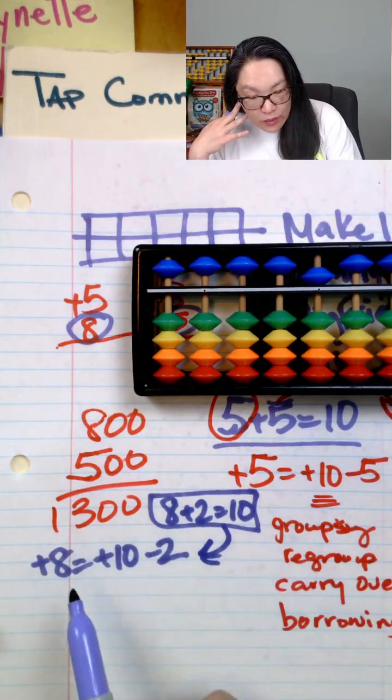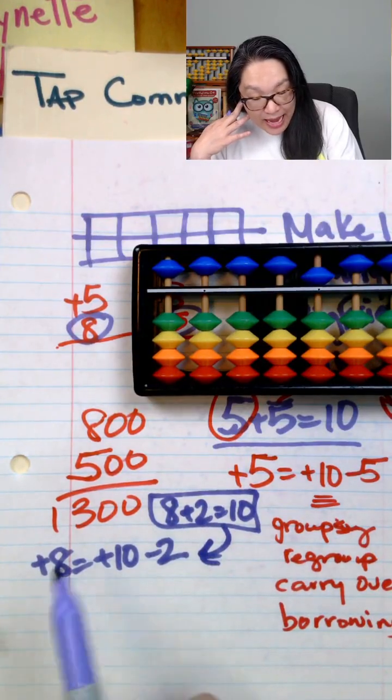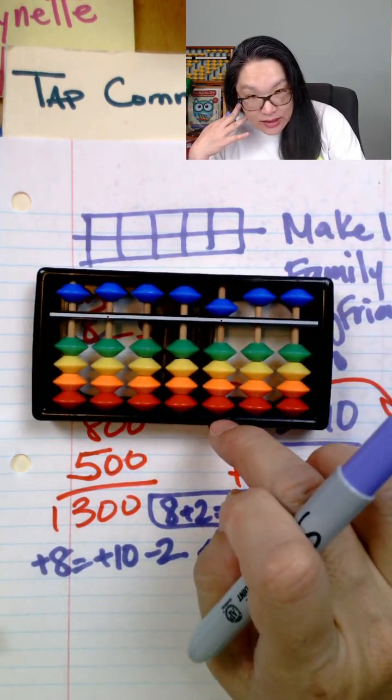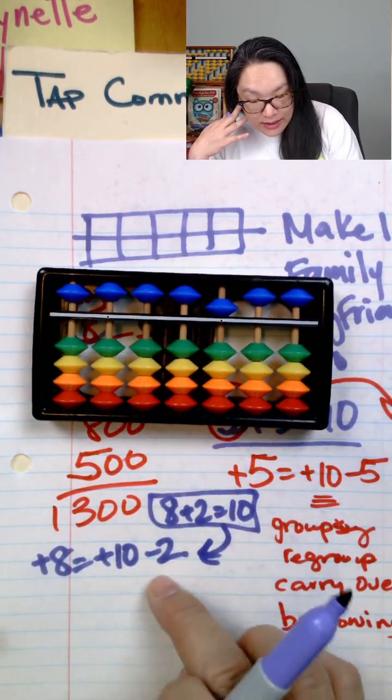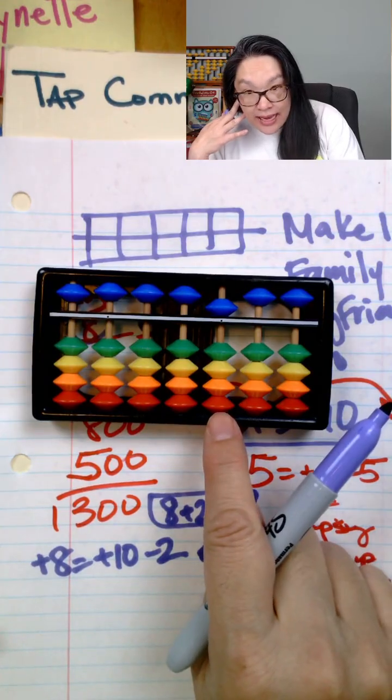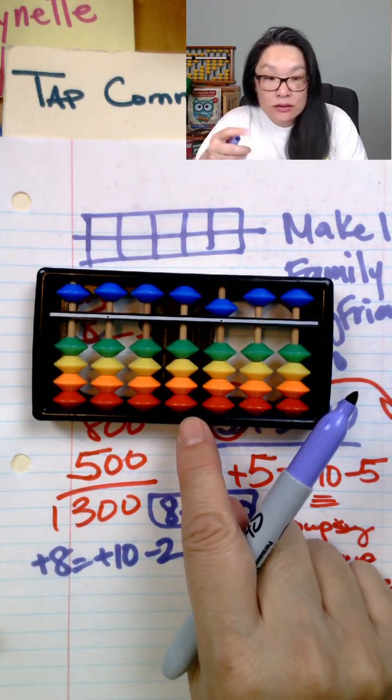So we teach this in school, but we take it one step further in Abacus, right? So we know when we want to add the 8 to this column, I want to plus the 10, take away the 2. So here on the Abacus, I want to plus the 10.